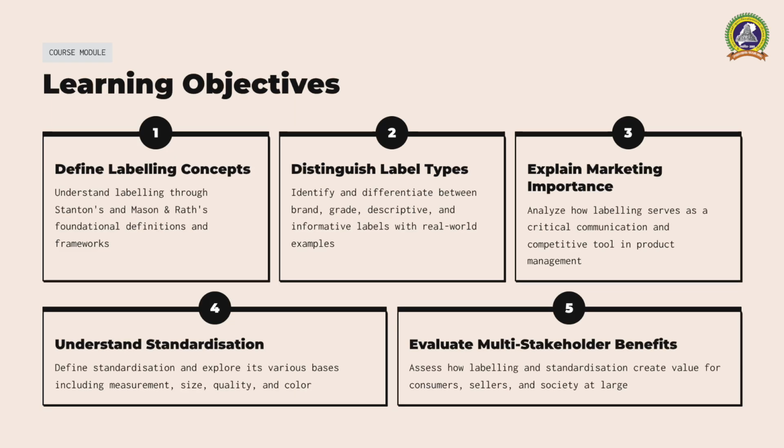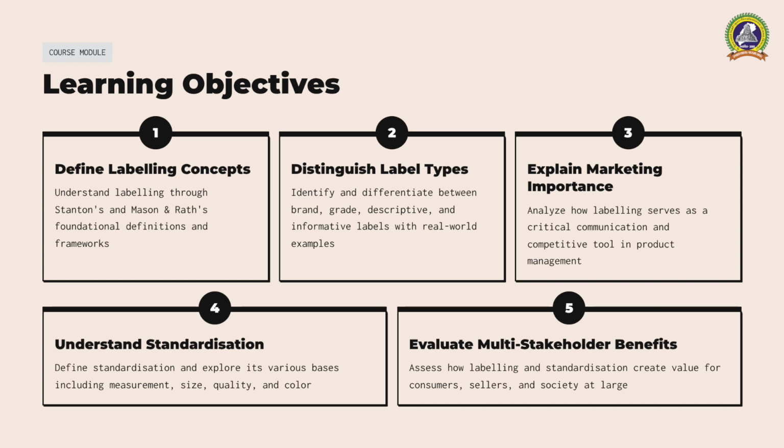Before we proceed with the detailed discussion, let us outline the specific learning objectives for this session. By the end of this lecture, you should be able to define the concept of labeling and articulate its definition as per William J. Stanton and Mason and Rath. Secondly, you will be able to classify and distinguish between the different kinds of labels including brand, grade, descriptive and informative labels. Third, you will be able to analyze the importance of labeling in the context of marketing functions such as identification, promotion and consumer protection.